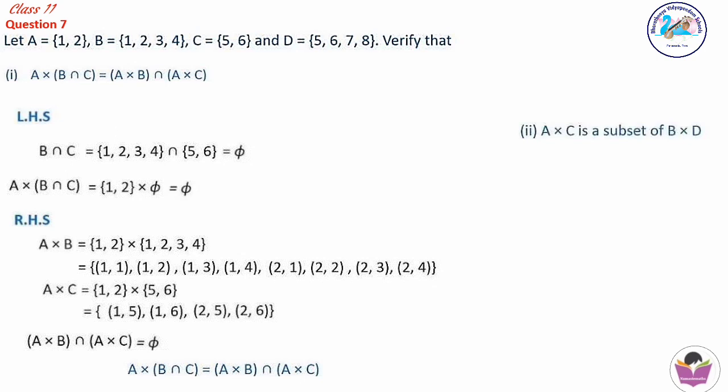Next is the second part, A cross C is a subset of B cross D. Here we have to calculate A cross C first. Now we are quite familiar with cross products. We know how to find the cross product of two sets. A cross C we have to find out, then B cross D also. Then we have to verify A cross C is a subset of B cross D. By the subset definition, all the elements of A cross C must be there in B cross D. Then we can say that A cross C is a subset of B cross D. So this question you will try as homework.